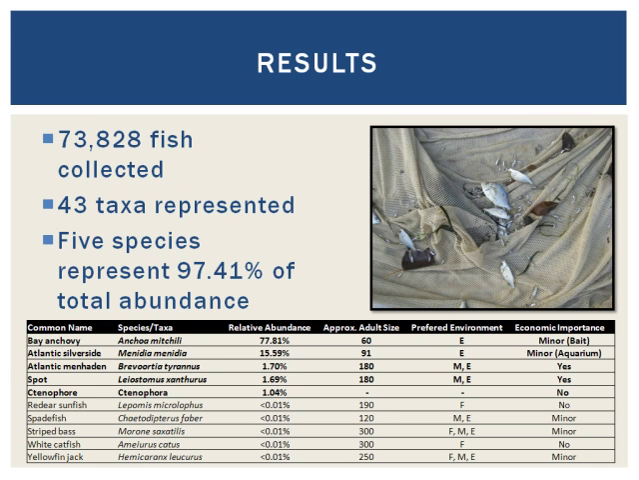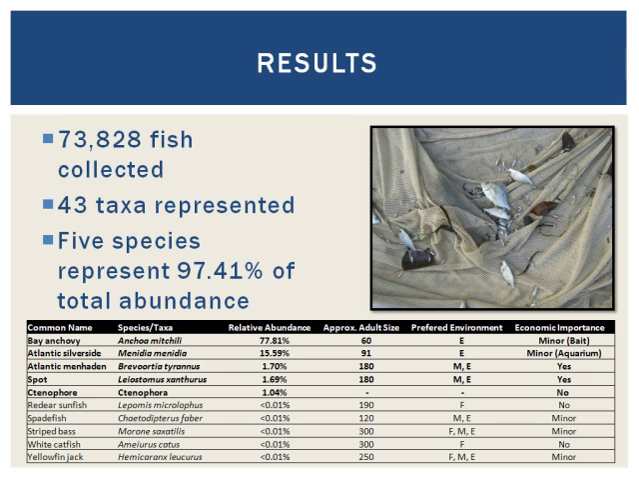So our results thus far are we collected 73,828 fish during our 2 years of collection. These fish represented 43 species. 5 species, the ones in bold in the table, accounted for nearly 97.5% of the total abundance.